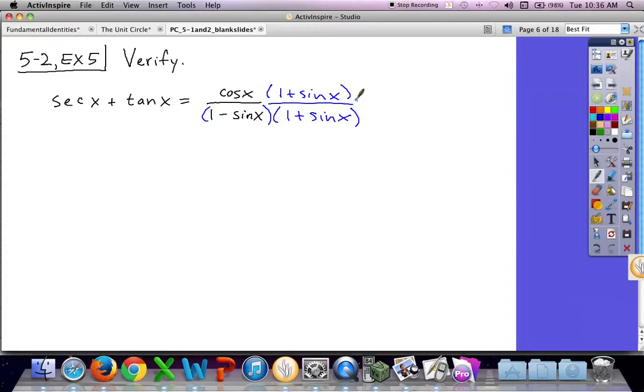Now, let's simplify this. In the numerator, we do the distributive property. That's cosine x plus cosine x sine x. In the denominator, 1 minus sine times 1 plus sine is the factoring of a difference of squares. Right? When you factor x squared minus 4, it's x plus 2 times x minus 2. This is the factoring of 1 minus sine squared x.